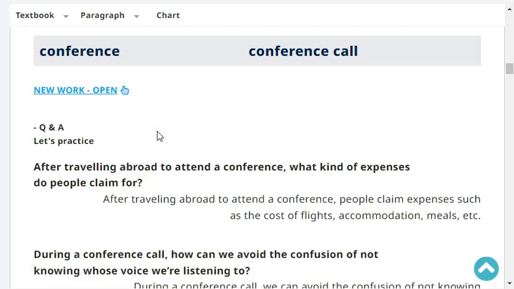Okay, next. After traveling abroad to attend a conference, what kind of expenses do people claim for? After traveling abroad to attend a conference, people claim expenses such as the cost of flights, accommodations, meals, etc. Okay, very good.